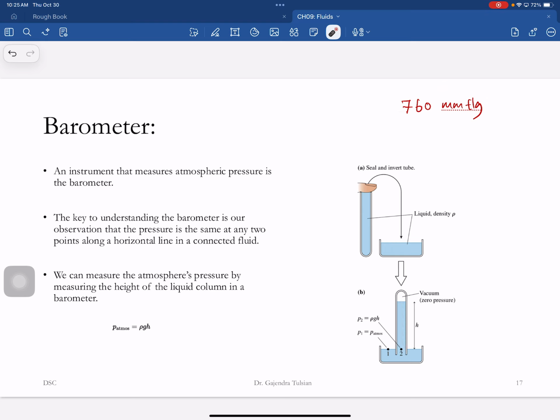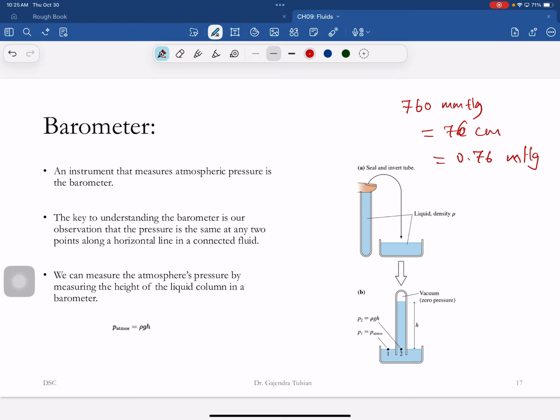The height of this mercury column, 760 millimeters, is 76 centimeters, or 0.76 meters of mercury. It's about this high, close to 2.5 feet. Now, if you made a barometer with water, the height of this column would be 10 meters, 33 feet. So that's why, of course, you don't make barometers with water. You have to have a dense liquid.